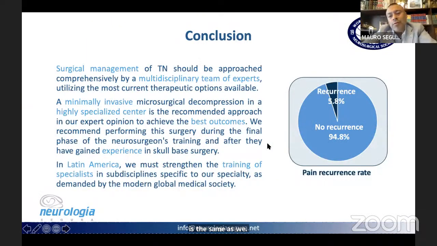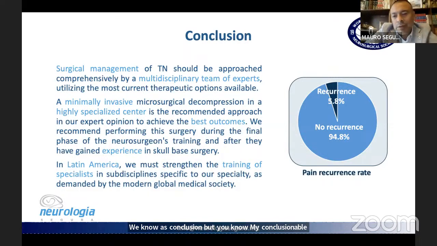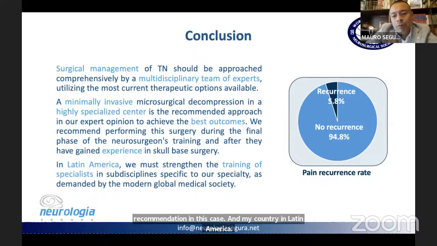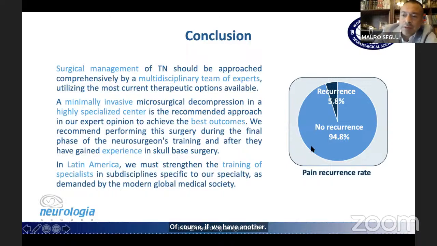As a conclusion, but not my conclusion, a recommendation in this case, in my country in Latin America. If we have another opportunity in the future, we can talk about the results, the outcome. We are working with Professor Campero and Professor Matías, with a follow-up of all patients in these countries. To date, approximately 5% recurrence in the long term, not in the short term. I'm talking about almost 1 decade.